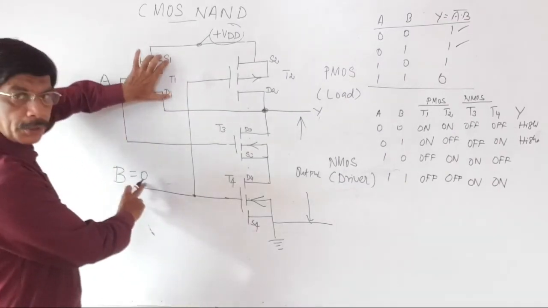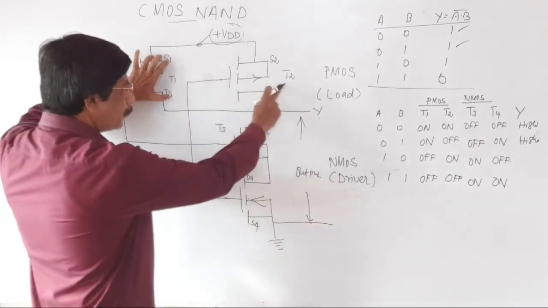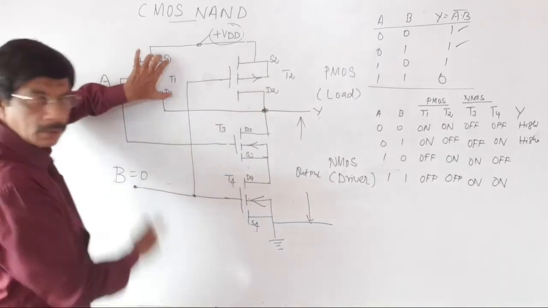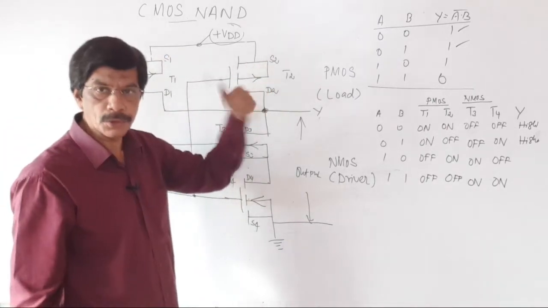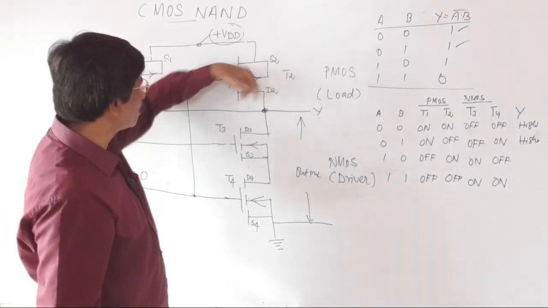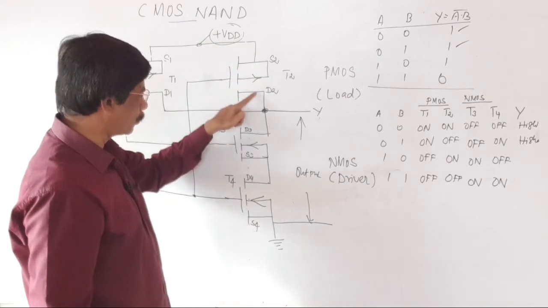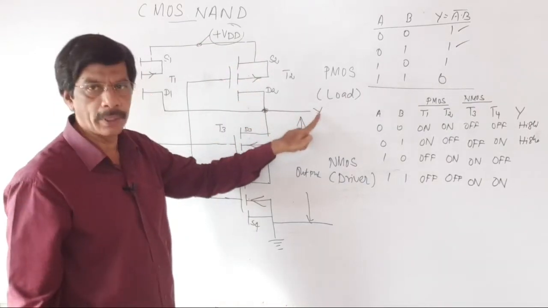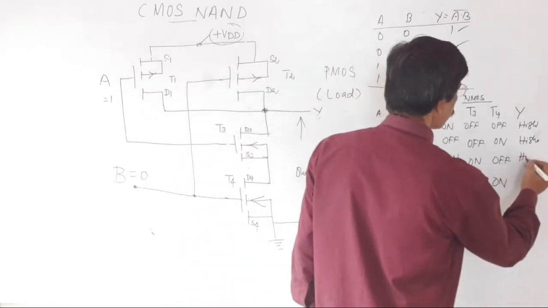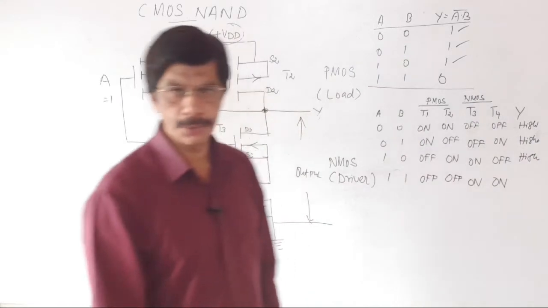B is equal to 0. This 0 is connected to the T2 PMOS transistor. When the input to the PMOS transistor is 0, definitely it is switched on. T2 switched on is acting as a closed switch. Through the closed switch, the applied plus VDD passes and exits at the point Y. Therefore, the output is again high. This shows the third row of the truth table.